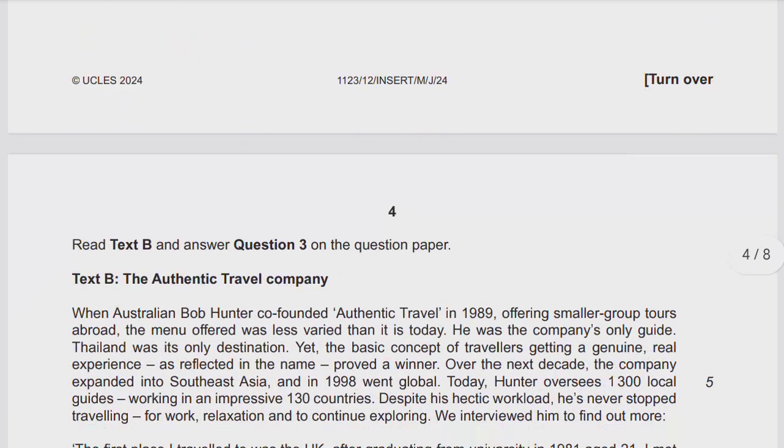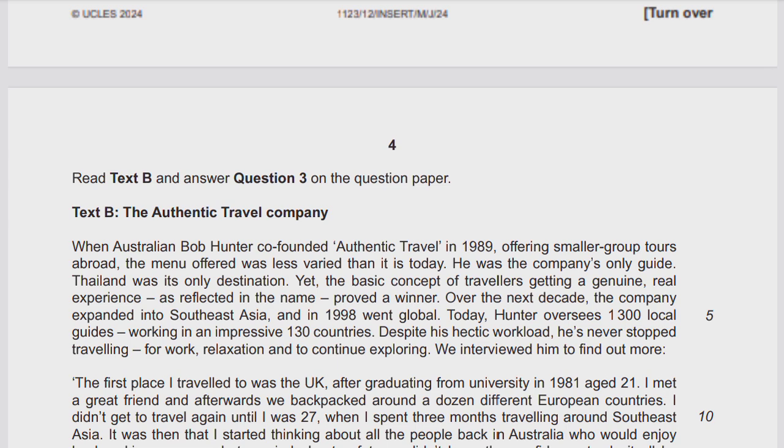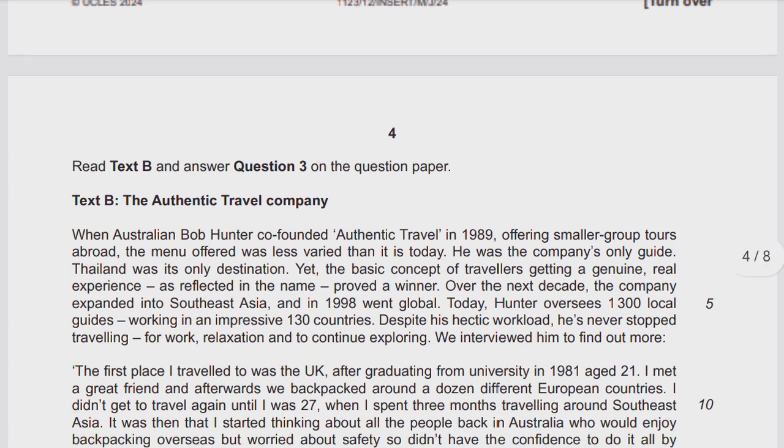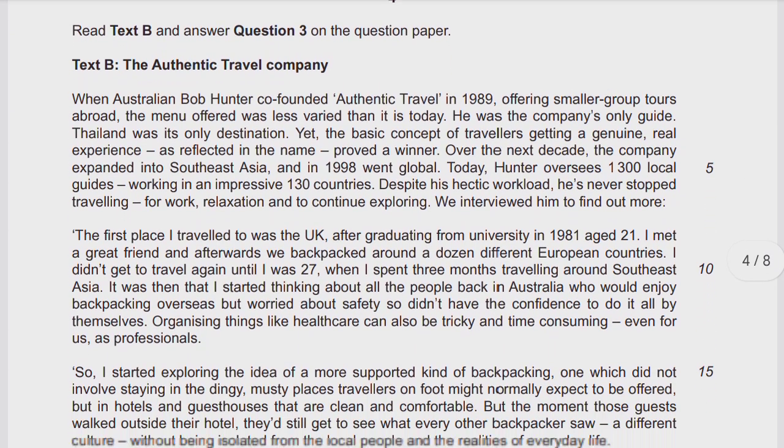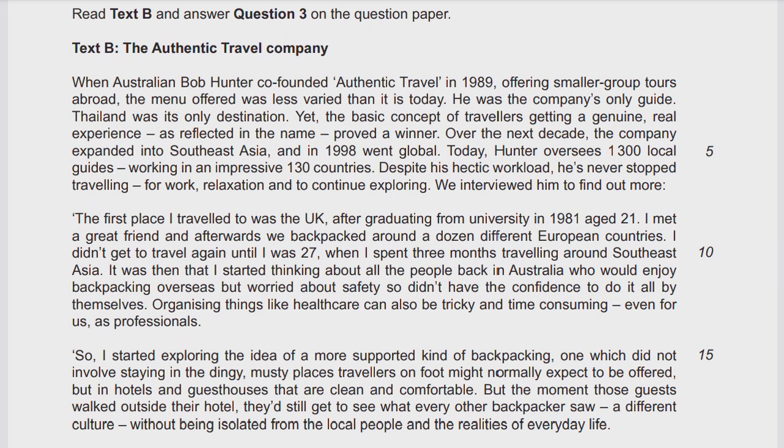Then we have text B. So you will have to read the text B and answer question 3 on the question paper. That is about summary and then a 5 mark short question. So let's read this text B.